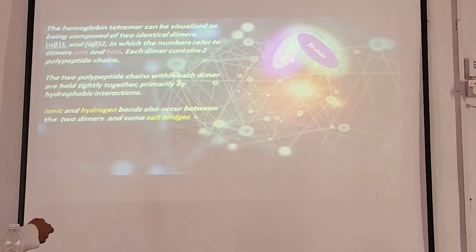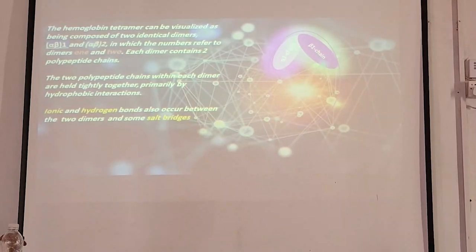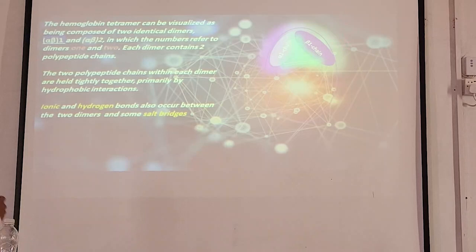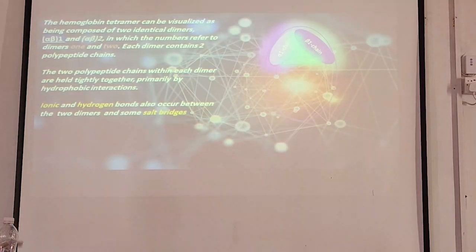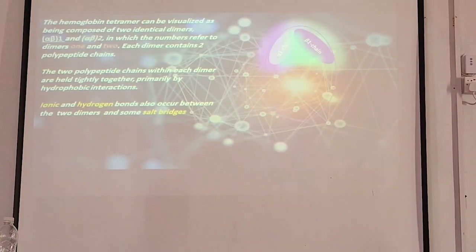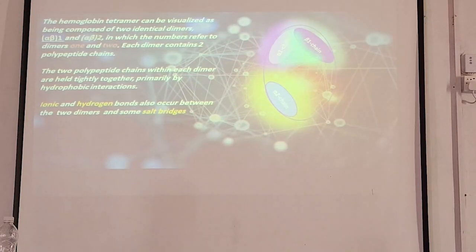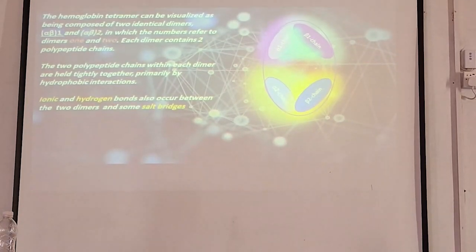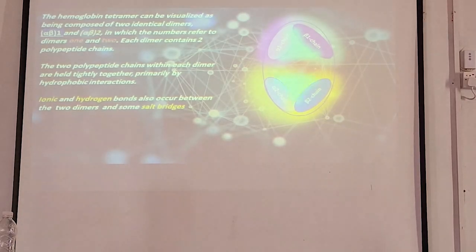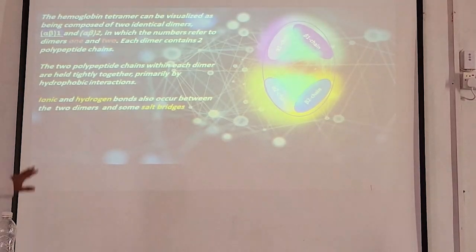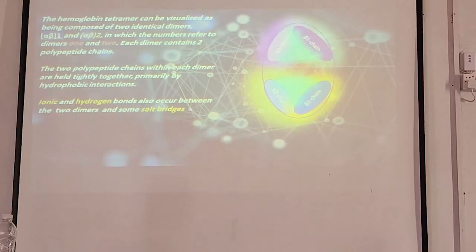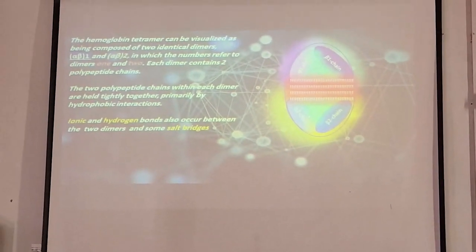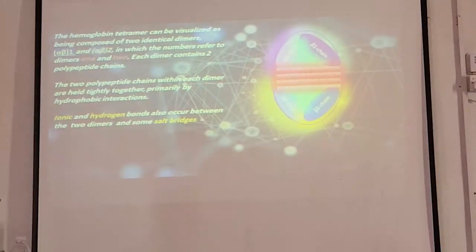They are held together by strong hydrophobic interaction. So when we see them, they form 1 subunit, and the alpha 2 chain and beta 2 chain form another dimer, held also by strong hydrophobic interaction. So it can be visualized as composed of 2 dimers. They are held together by ionic and hydrogen bonds and sometimes salt bridges.